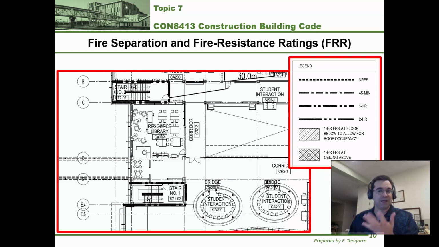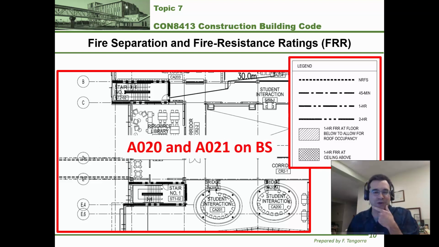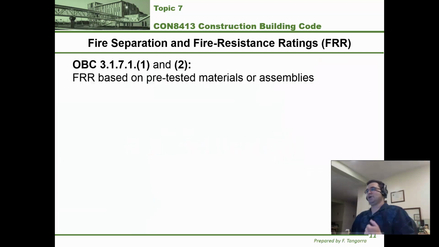Make sense? So now go look on Brightspace because I've uploaded A20 and A21. These are the actual drawings for our ACE building related to fire ratings and fire separations. Go check them out.